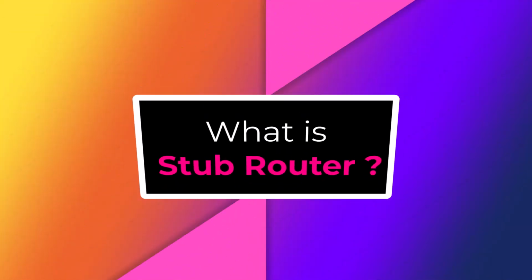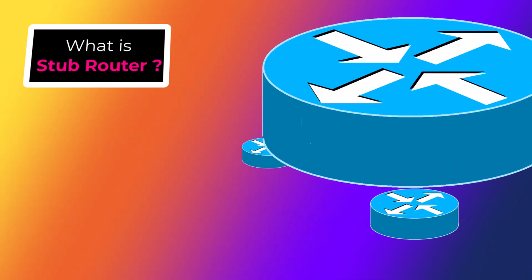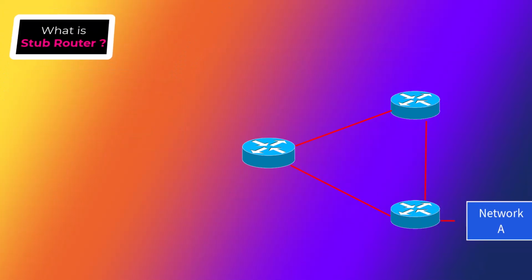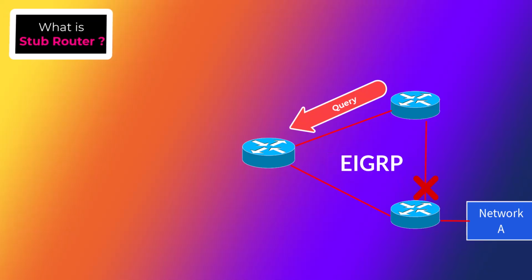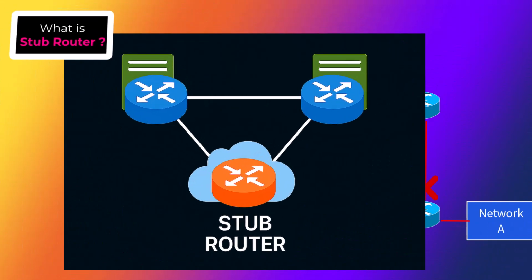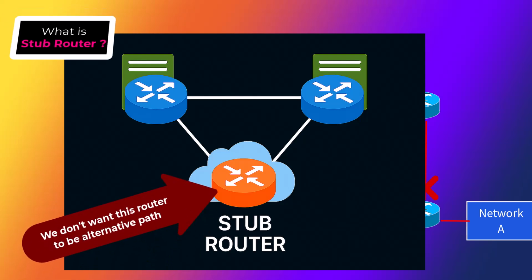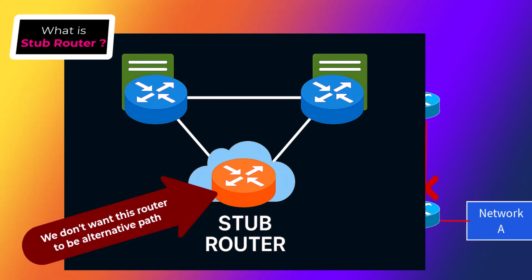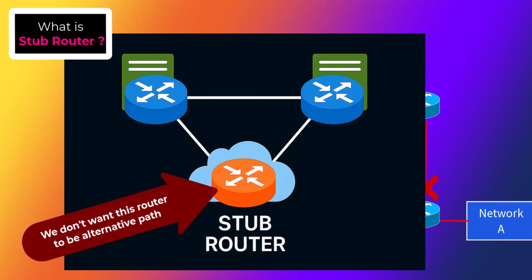What exactly is a stub router? We all know dynamic routing protocols are essentially used to share routing information with neighbors, right? Now I am asking you a question. What if we don't want a neighbor router to serve as an alternative path for data transmission? Let me give you an example.